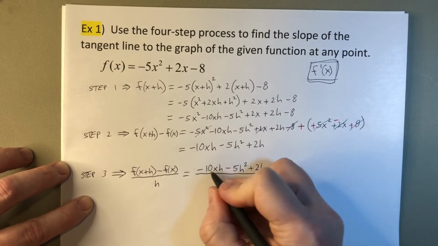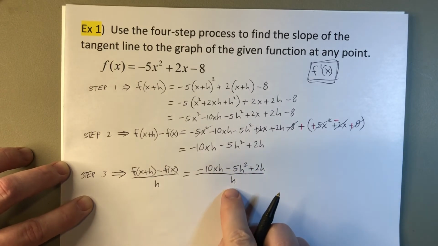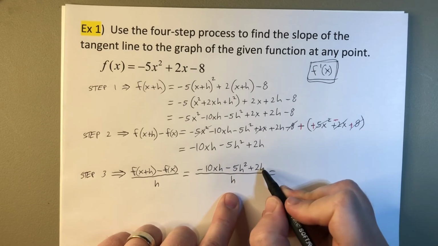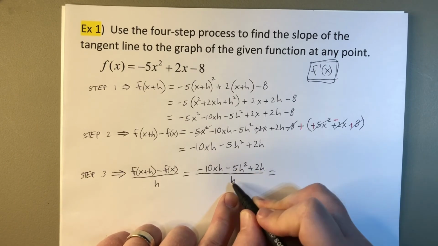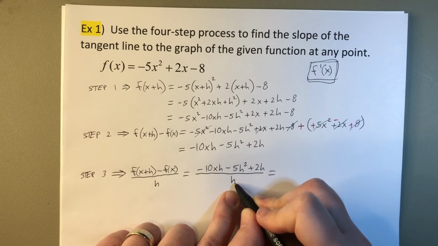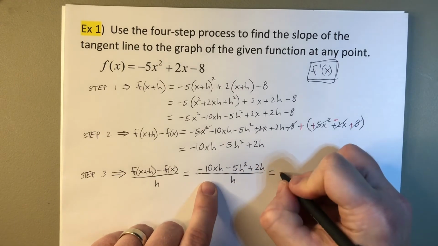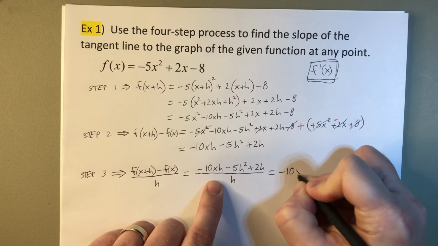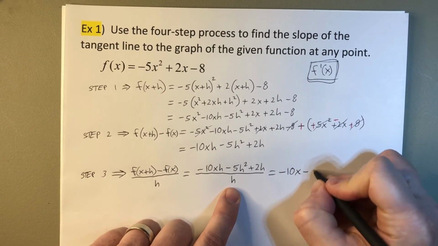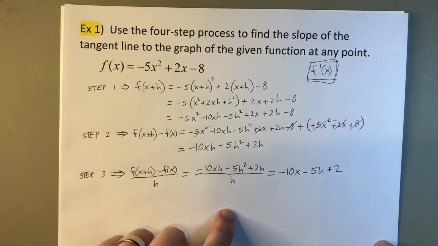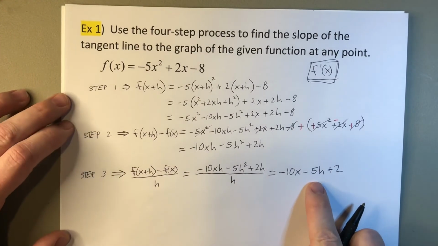And then we're going to divide this numerator by h. And so every single term in the numerator will be reduced by an h, right? H over h, gone. H squared over h leaves 1h, so on and so forth. So we end up with a negative 10x minus 5h plus 2. This is our difference quotient.